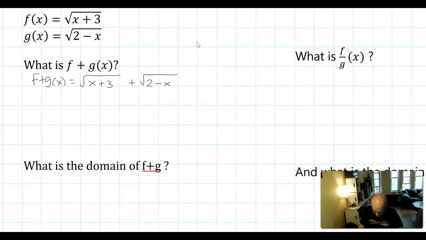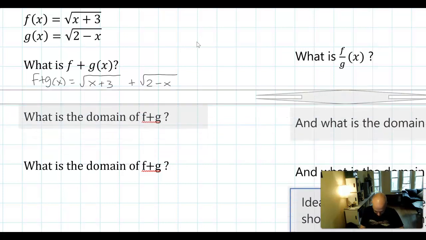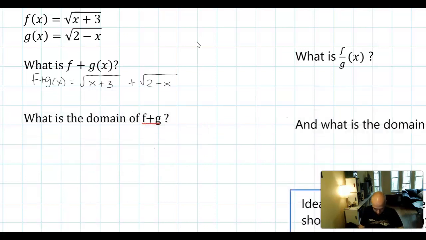To find the domain of f plus g, though, make some space here, you need to separately list the domains of f and g. So the domain of f, we'll say f of x, which is equal to the square root of x plus 3, you can find by setting x plus 3 greater than or equal to 0 and solving, and you get x needs to be greater than or equal to negative 3.